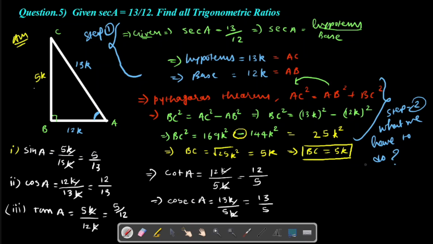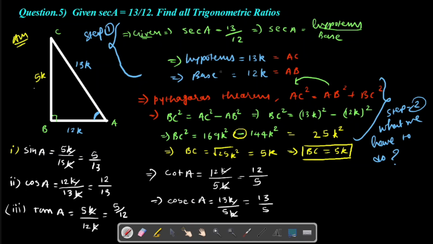Okay, what we have to do to find all the trigonometric ratios. That's the question, and this step basically depends on this. Here we assume that we have to find the trigonometric ratios. The first thing that strikes our mind is that to find all the trigonometric ratios, we have to find all the sides of the right angle triangle.